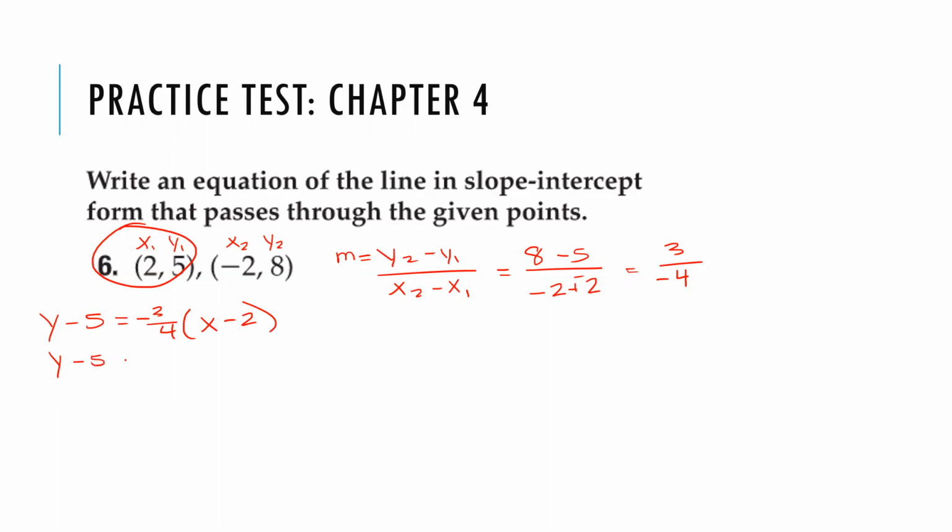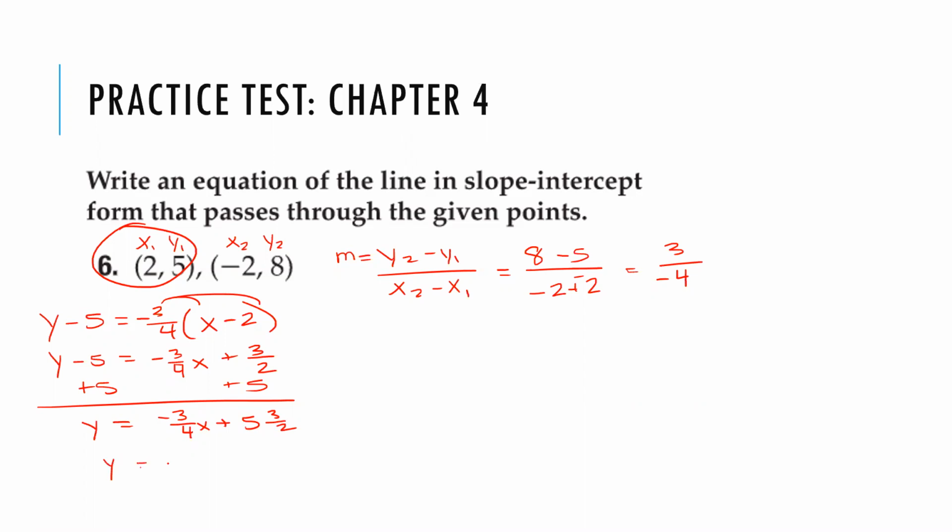So this is y minus 5. I need to distribute that negative 3/4 to x and to negative 2. And that ends up being 3 over 2. I'm going to add 5 to both sides. I get y equals negative 3/4 x plus 5 and 3 over 2. And I'm going to rewrite that as an improper fraction. So this is negative 3/4 x plus 13 over 2, which is my equation.